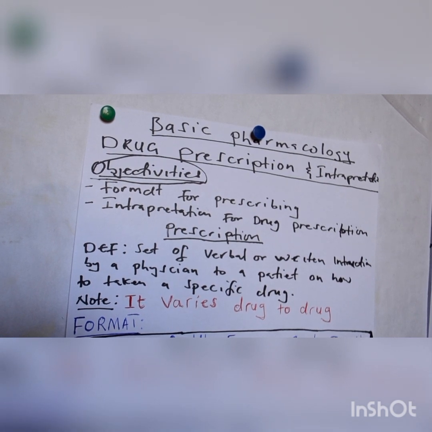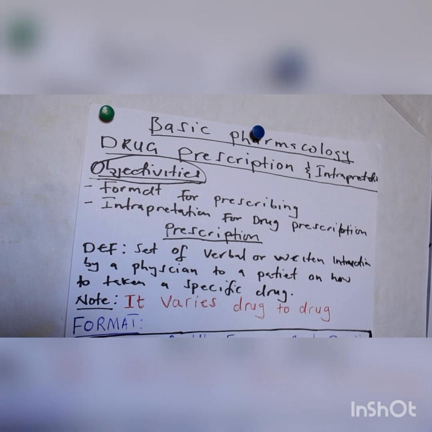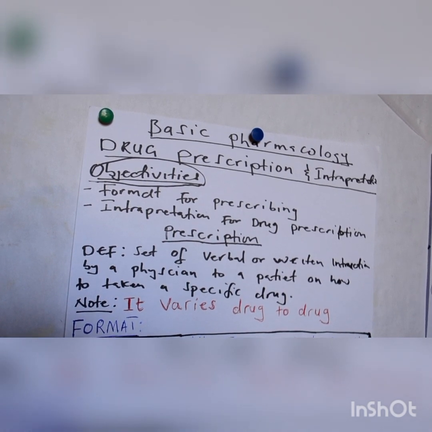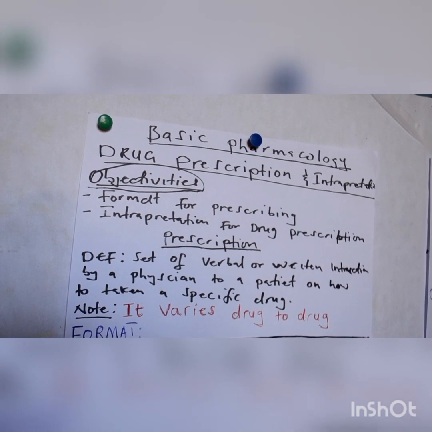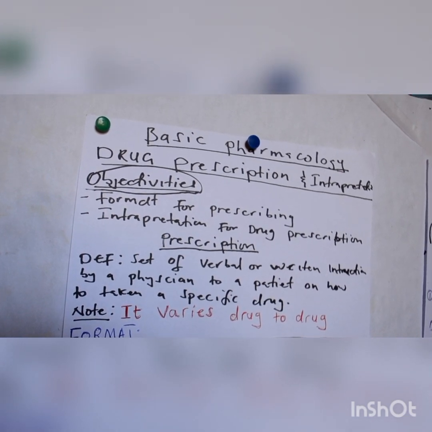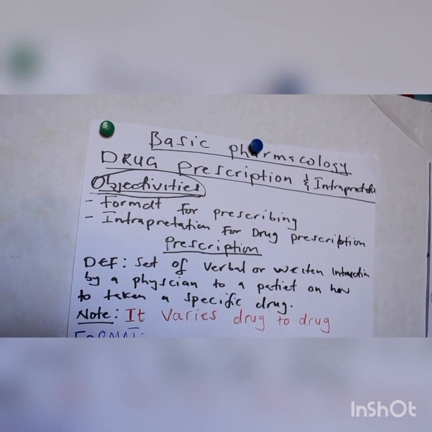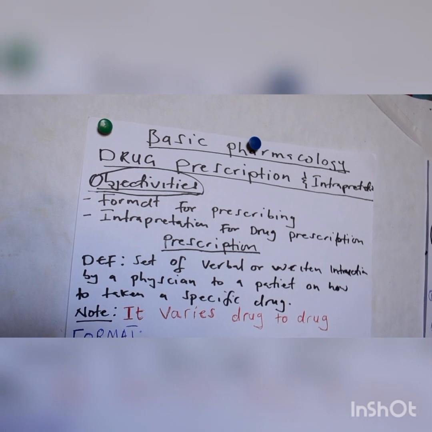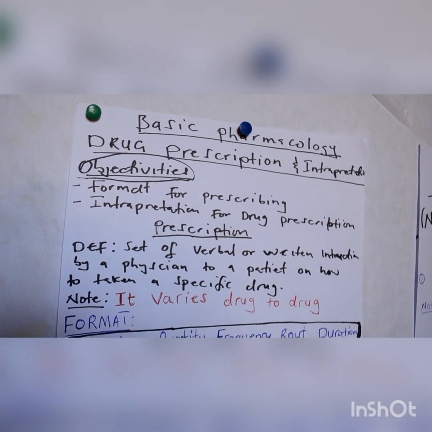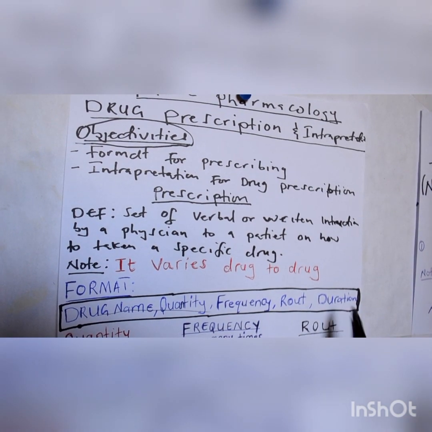So basically, in simple terms, drug prescription is just a verbal or a set of written instructions that you as a physician give to a patient on how to take a particular drug. You need to know how you prescribe a drug. It varies from drug to drug. So I'll give you the format on how you prescribe. This is the format that we use when prescribing.